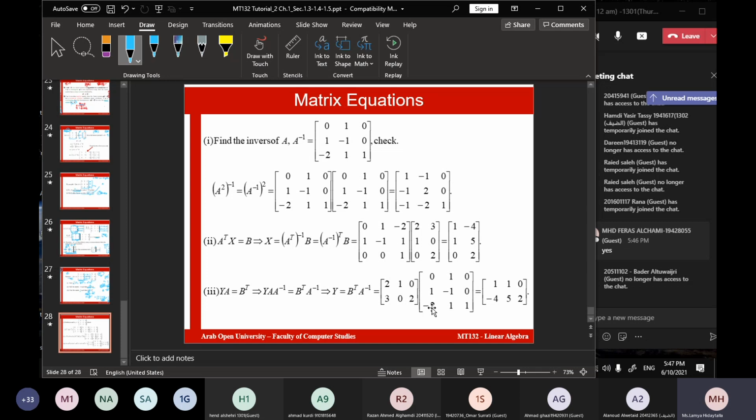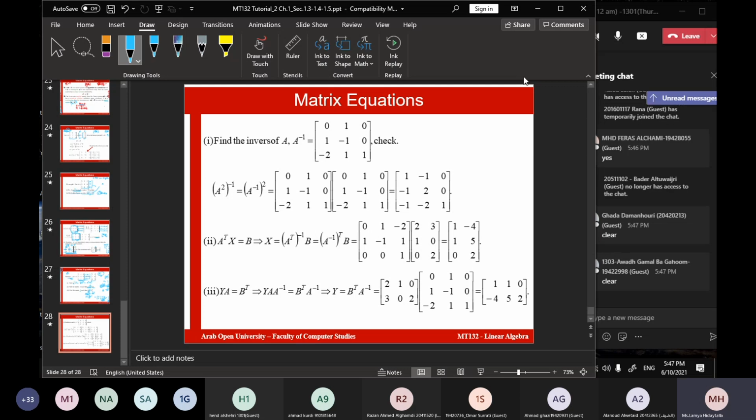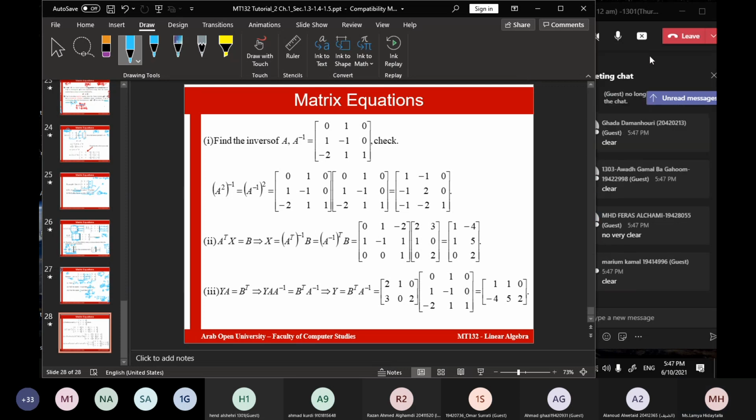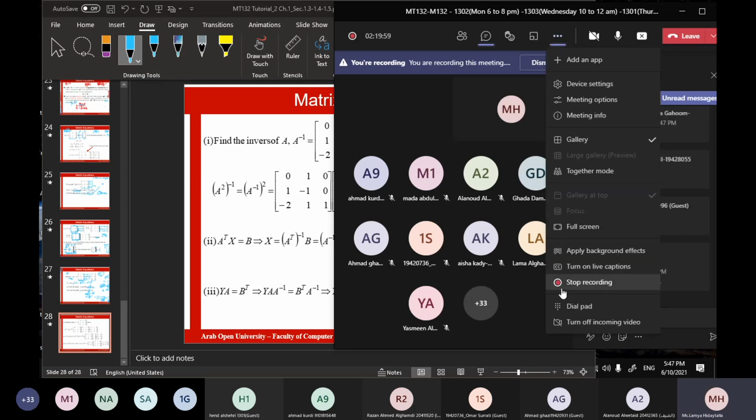Okay, is it clear? Any question in this chapter of matrices, or is it clear? Do you have any question? Okay. So now we finish this chapter and we're going to start the new chapter.